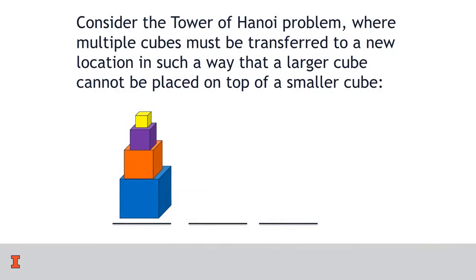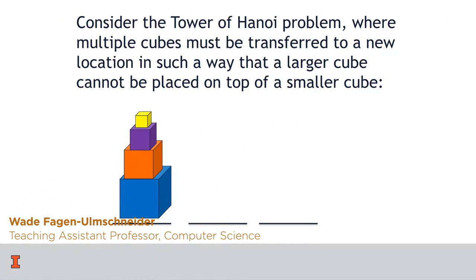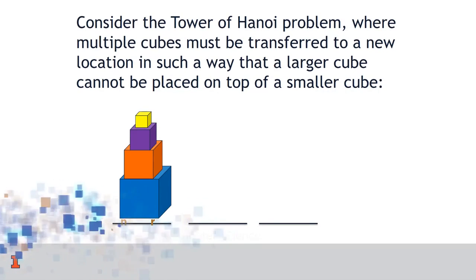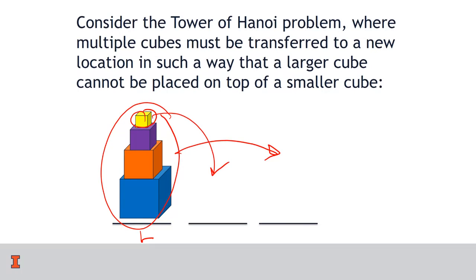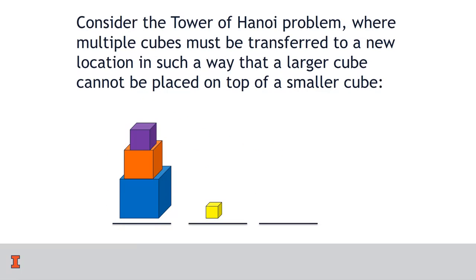Let's explore a classical problem in computer science called the Towers of Hanoi problem. The goal of this problem is to transfer all of the cubes from the leftmost stack to the rightmost stack in such a way that no larger cube can sit on top of a smaller cube. For example, we might start by moving the smallest cube on top over one stack. We've made one step in the Tower of Hanoi problem, and we've gotten maybe slightly closer to moving this entire stack from the source here to the destination.